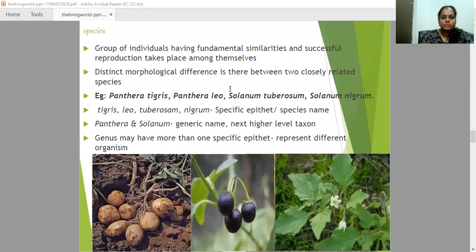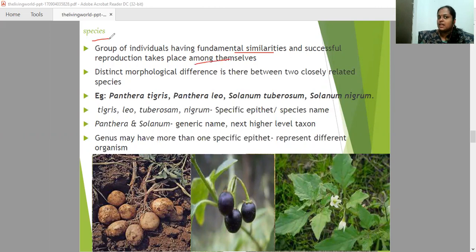Next, we move on to the species. Let us see what the individual things are. What is a species? What is a genus? Let us study in detail so that it will help us know the concept in a better way. So now we'll move on to the species. A species is a group of individuals having fundamental similarities, and successful reproduction takes place among themselves.